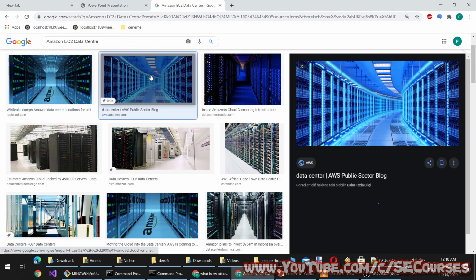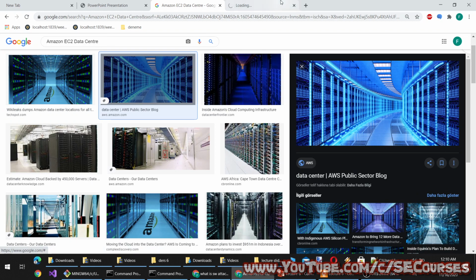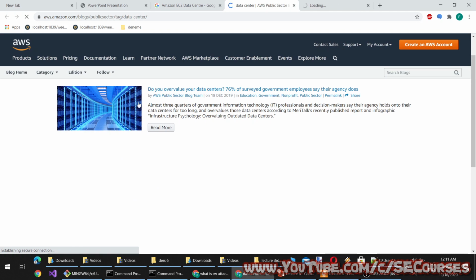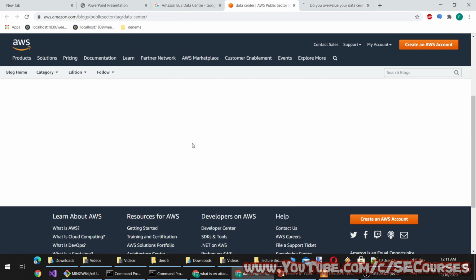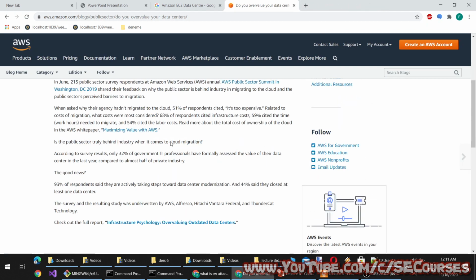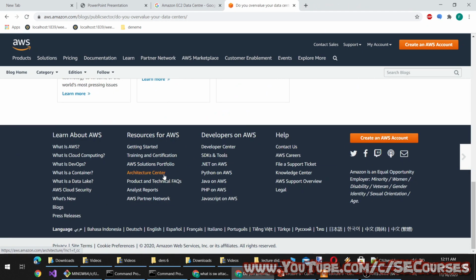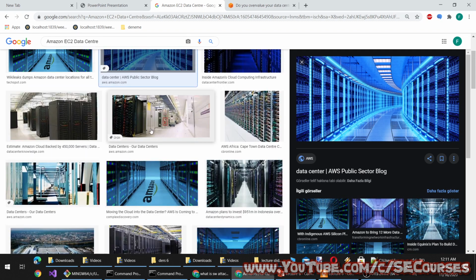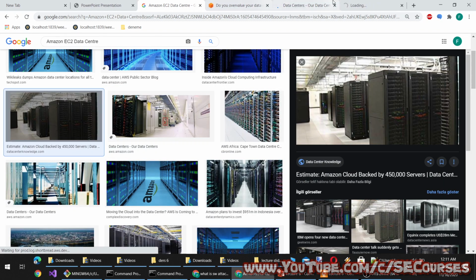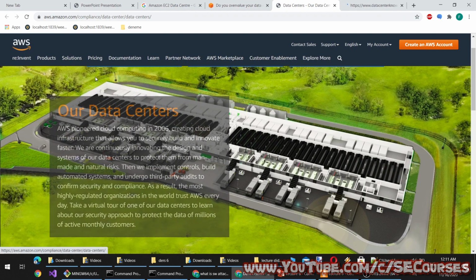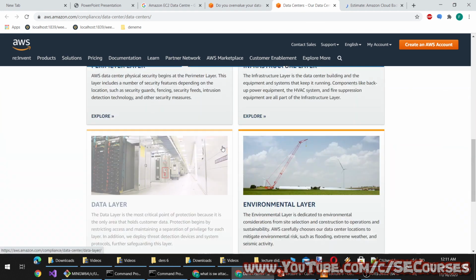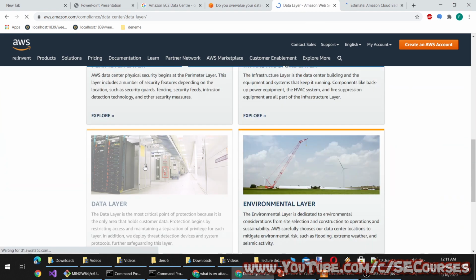Not this one. You see how big the data center is. Okay, there is read more. This is a computer graphic of the data center, but it's probably like this.